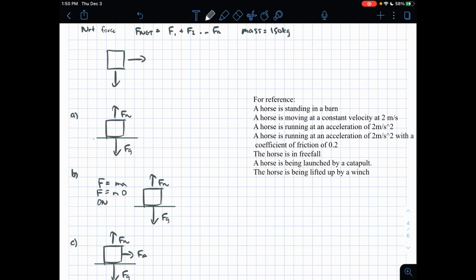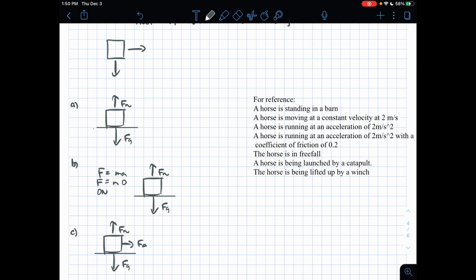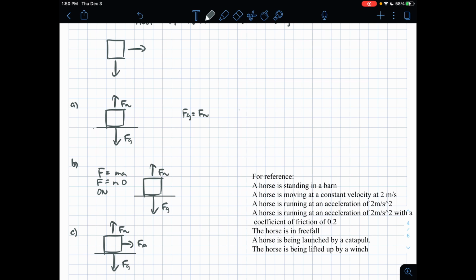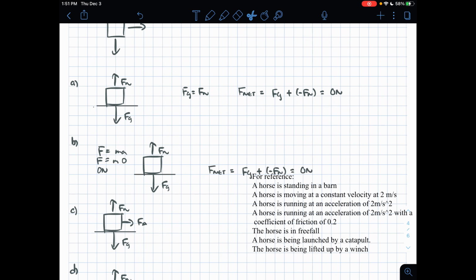So I hope that was enough time for you guys to solve for them. If you didn't, pause the video right now and continue solving. So in this case, the horse is in equilibrium. So Fg equals Fn. What would your net force be? F net equals Fg plus negative Fn. Why is that? Well, because Fn is opposing the gravitational force. So it doesn't matter what that is because we determined Fg equals Fn. If you subtract some number by the same number, it's going to be 0 newtons. And this applies to the second question as well.